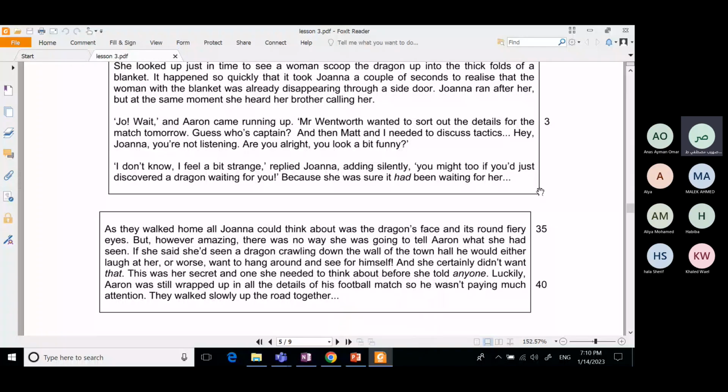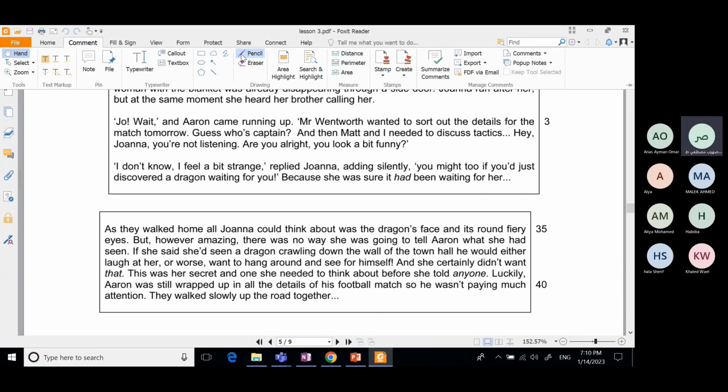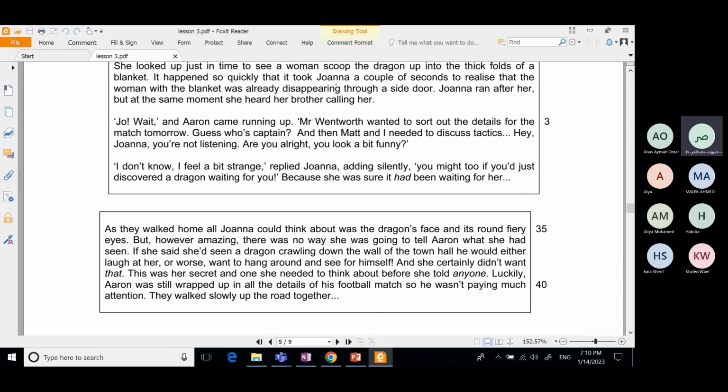Yes, okay. In this paragraph, we mentioned that he is talking to his sister about what's about to happen to him in his matches. Next. Alia, read the next paragraph.